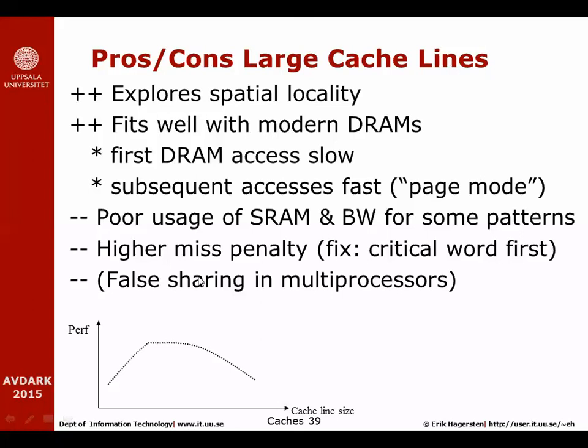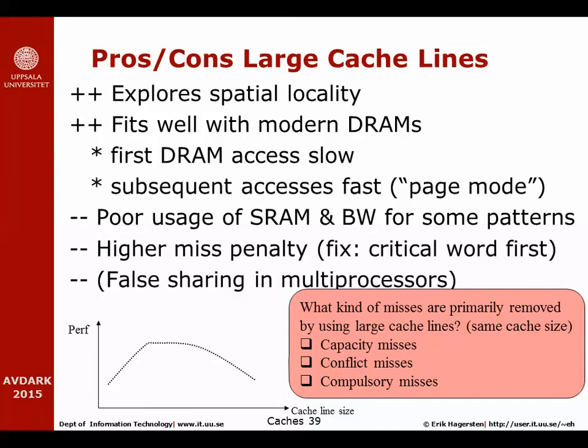So typically, if you look at performance as a function of cache line size, at least in a multiprocessor, there is some kind of optimal cache line size. And it looks like these days the optimal size used in industry is typically 64 bytes. For all practical purposes, the implementations I've seen are between 16 bytes and 256 bytes, but typical right now for x86 implementations, 64 bytes is a normal cache line size. So what kind of misses are primarily removed by using a large cache line?